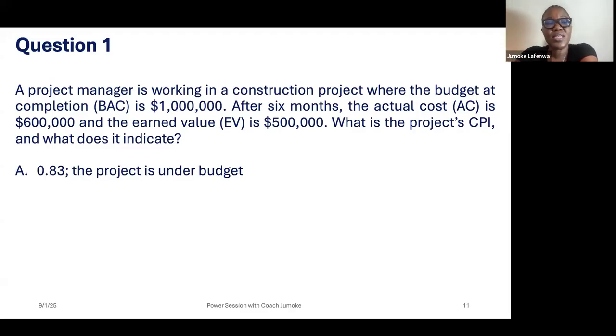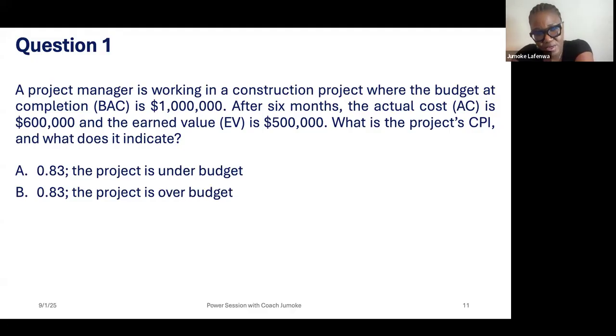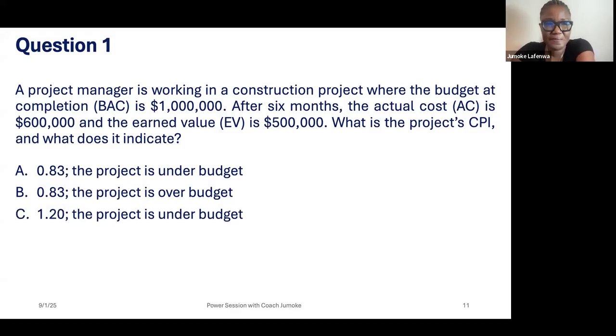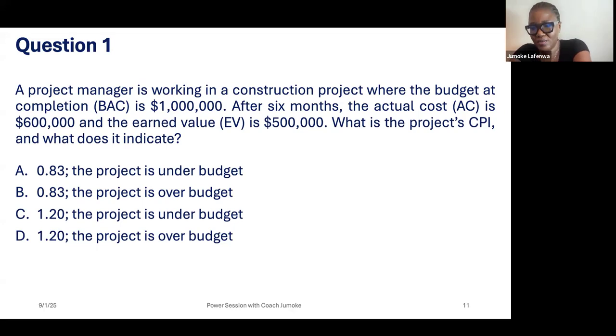What is the project CPI and what does it indicate? A, 0.83, the project is under budget. B, 0.83, the project is over budget. C, 1.20, the project is under budget. D, 1.20, the project is over budget. So as we do it, are people already dropping answers? Anyway, good for me. So let's go. Those on TikTok, please also drop your answers.